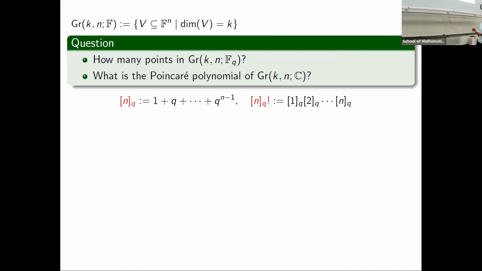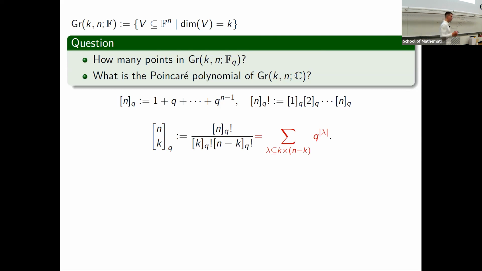First of all, the q integer is just 1 plus q all the way up to q^(n-1). And the q factorial is here. So as you send q to 1, this becomes just n, etc. And finally, the q binomial coefficient is, by definition, you take the binomial formula and you replace every integer by the corresponding q integer. It's going to be divisible, and the ratio is going to be a nice polynomial in q with positive integer coefficients. It has a combinatorial interpretation as the sum over Young diagrams that fit inside a k by n minus k rectangle of q to the number of boxes of your Young diagram.